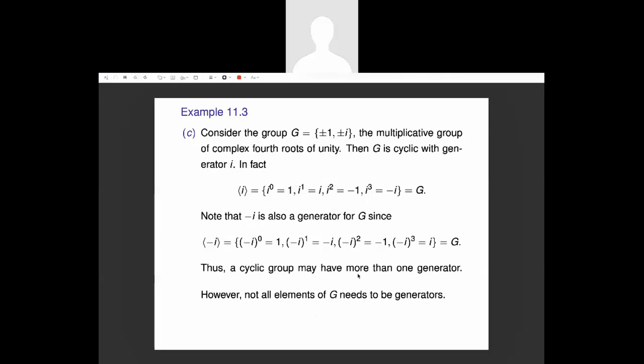So a cyclic group may have more than one generator. However, not all elements of G need to be a generator. For example, the subgroup generated by minus 1 is not equal to G. So minus 1 is not a generator, and similarly 1 is not a generator.